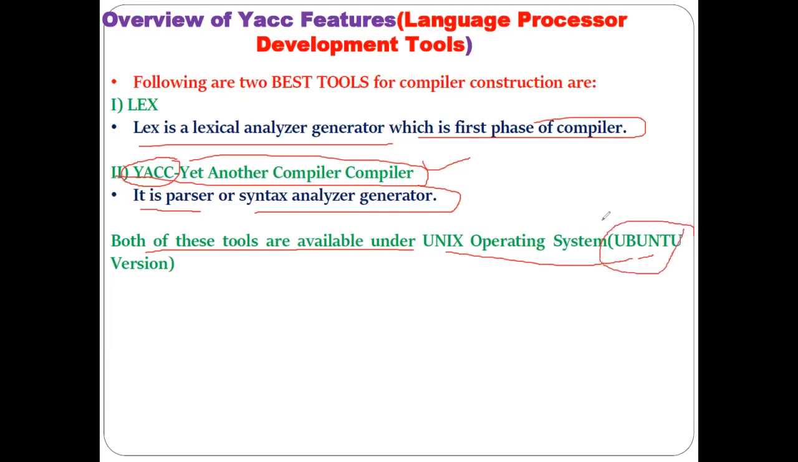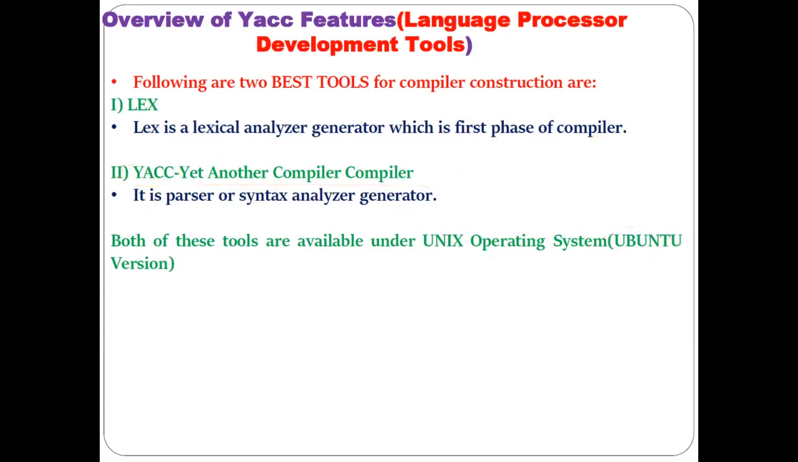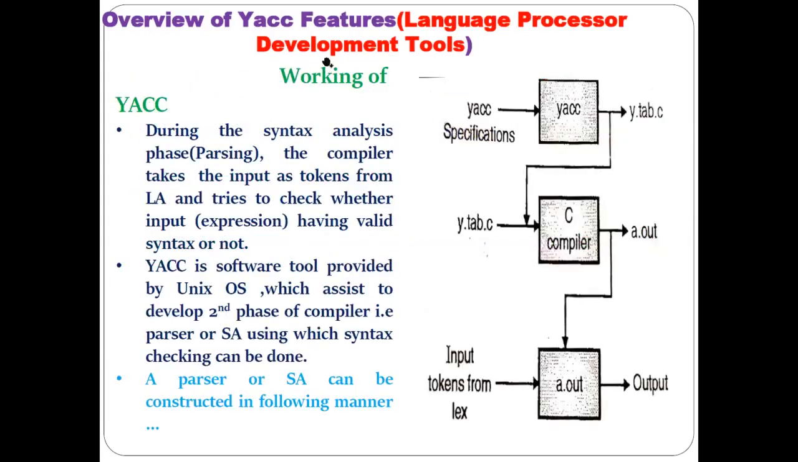This is available. I have shown you in the practical. If you have the Ubuntu operating system, you can easily install these tools and you can try how to generate the first phase of compiler. Okay. And today we will discuss how to generate the second phase of compiler, that is how to generate the parser or the syntax analyzer using the Yacc tool. Okay. And Yacc stands for Yet Another Compiler Compiler.